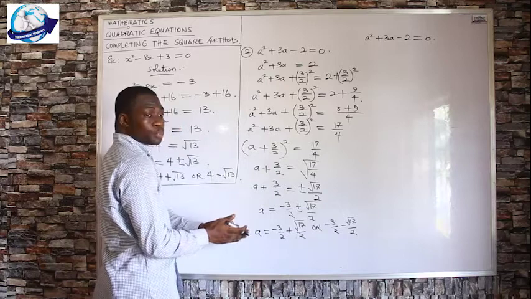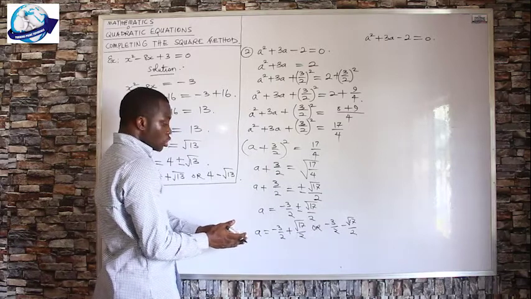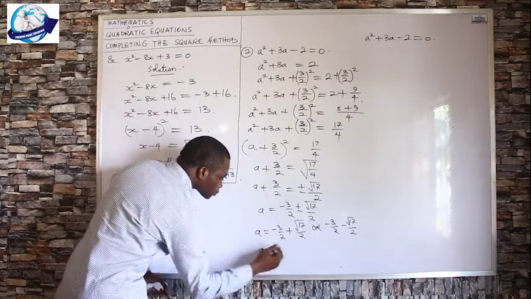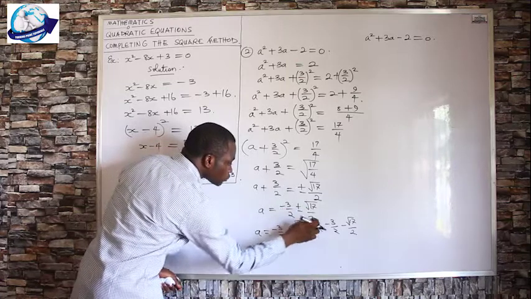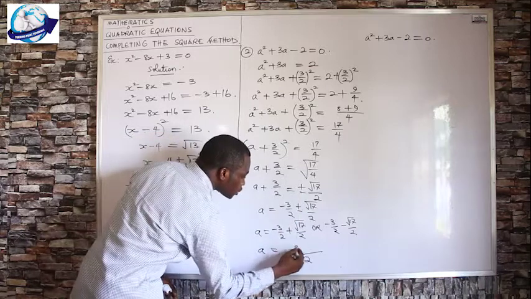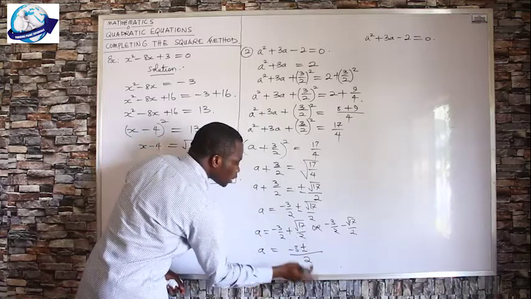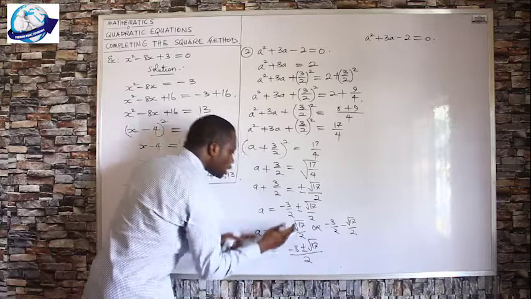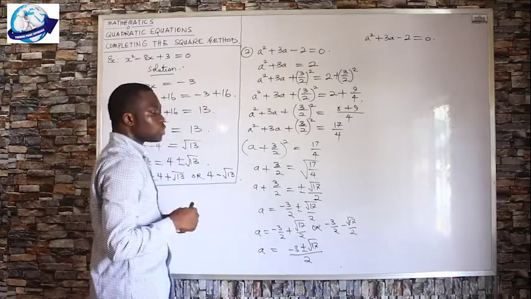You can as well decide to put them as a single fraction if you want to. Okay, take a single fraction for example. You can take it from here. What's the LCM? The LCM is 2. Okay, so 2 divided 2 is 1. 1 times that's minus 3, plus or minus. Then this one divided, that's 1, then root 17. You can either split or take a single fraction.